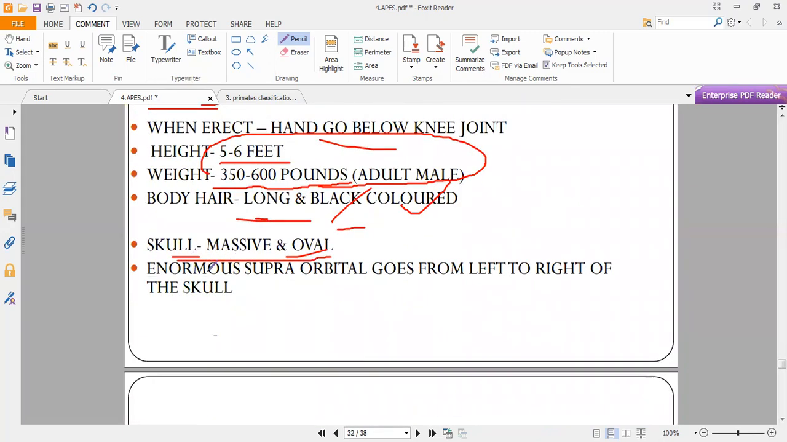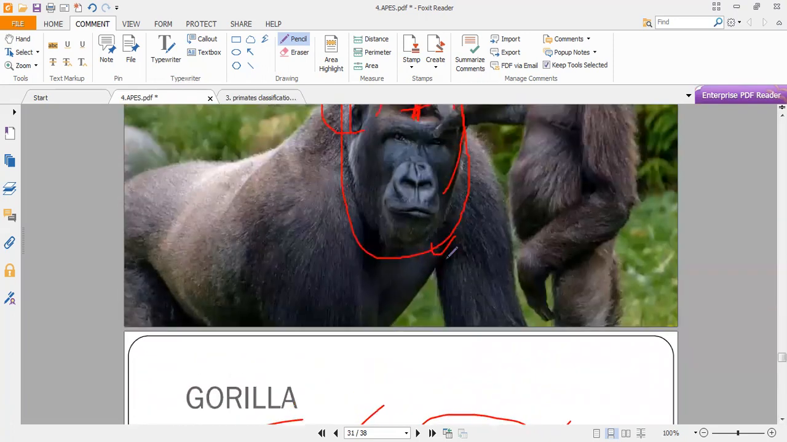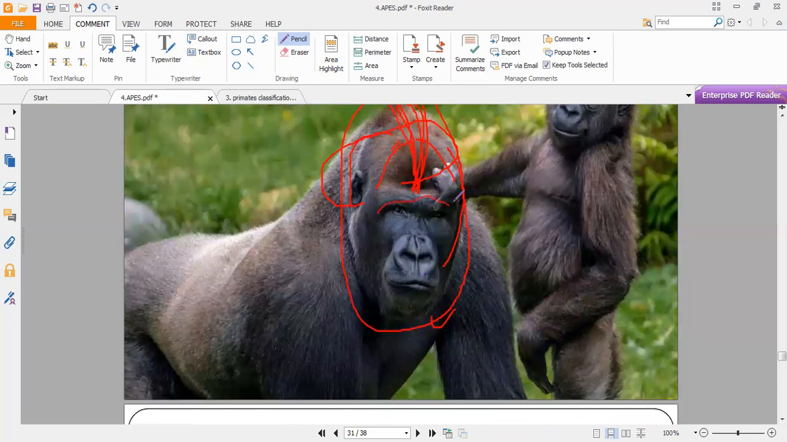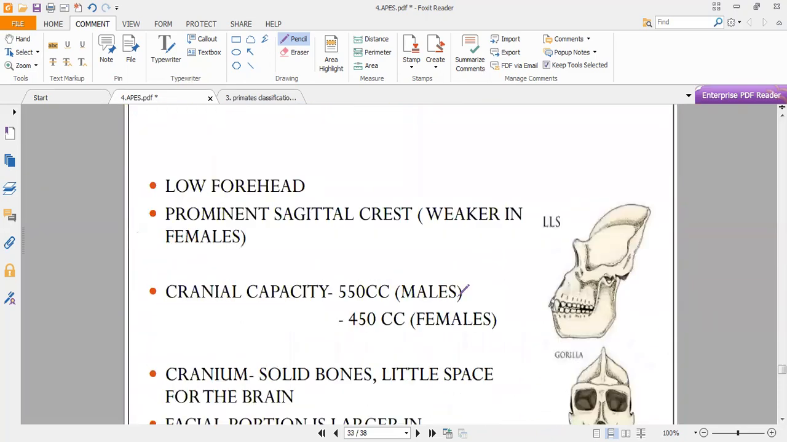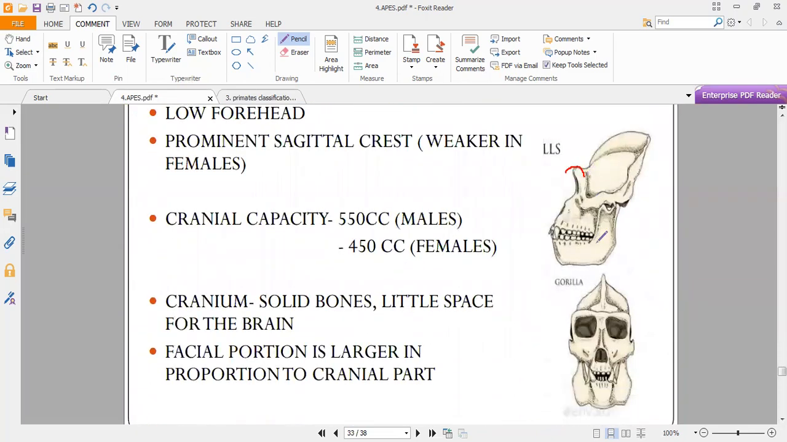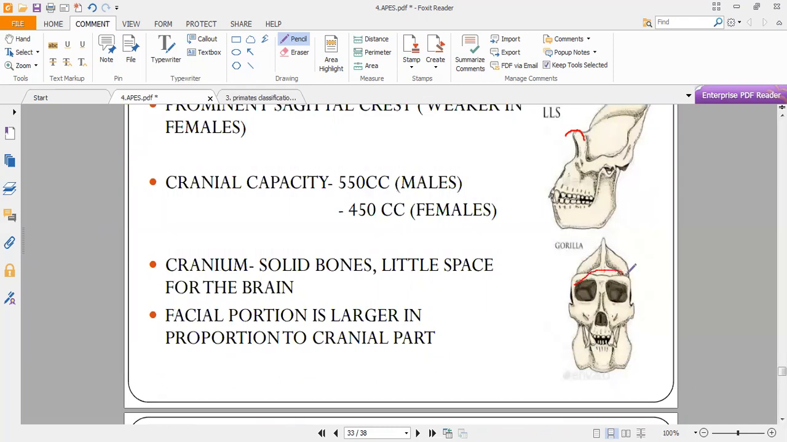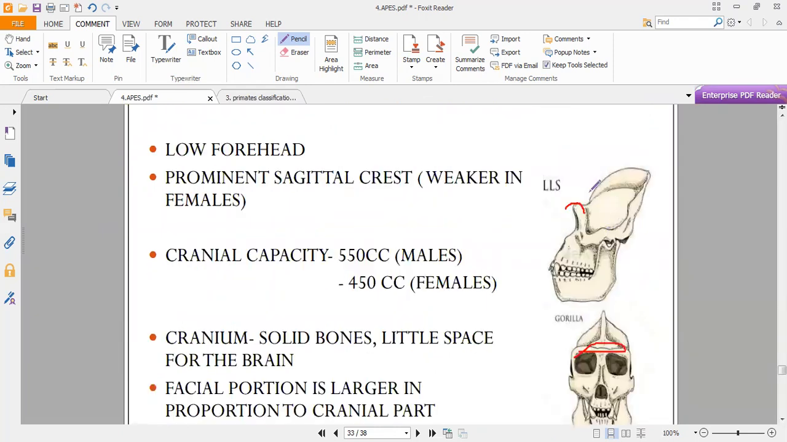The skull is massive and oval. The supraorbital goes from left to right across the skull. This is the supraorbital, very huge. You can find this supraorbital ridge. This is the huge supraorbital ridge. This is the sagittal crest where the muscles get attached. The facial muscles, especially the jaw muscles, get attached there. That's why they have huge muscles in their face.